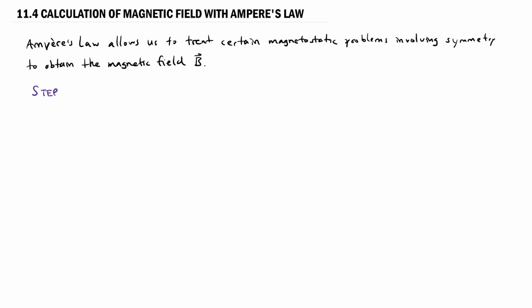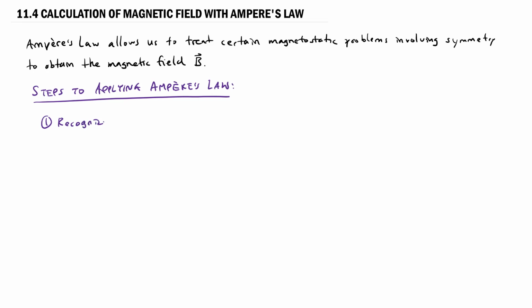So, steps to applying Ampere's law. There's essentially three main steps. Number one is to recognize symmetry and sketch magnetic field lines.